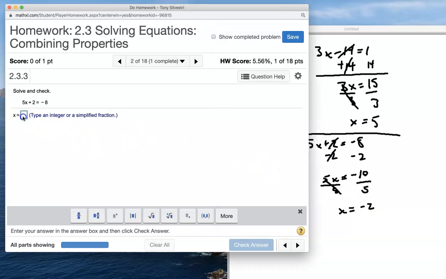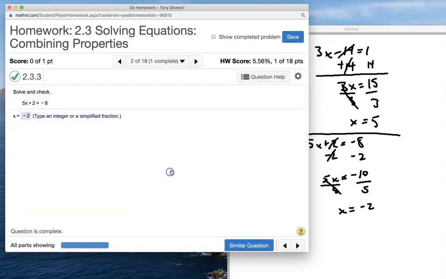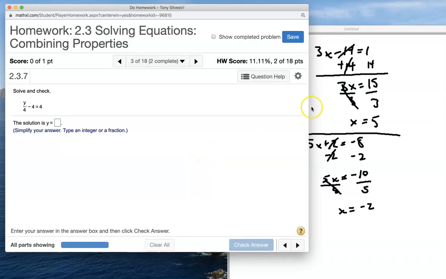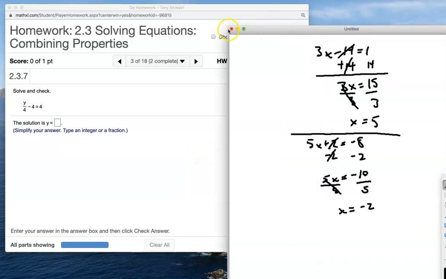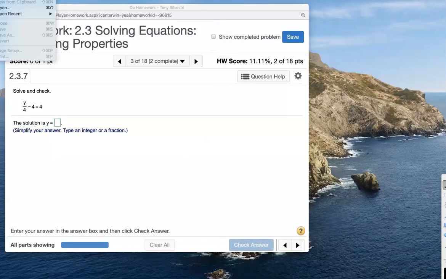Negative 2. And to check it, you plug in negative 2 for x. You'll have 5 times negative 2 is negative 10, plus 2 is negative 8. I think it's nice. That works great. So this is what you do in these problems here. Let's start off with a new sheet of paper. File, new.